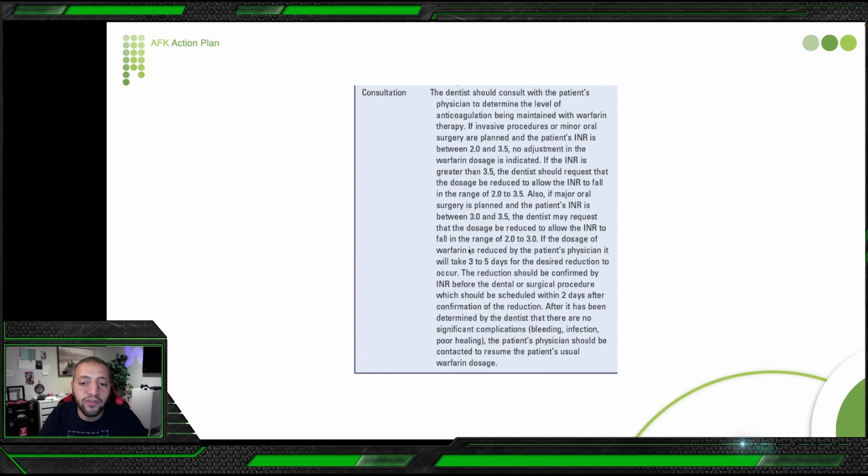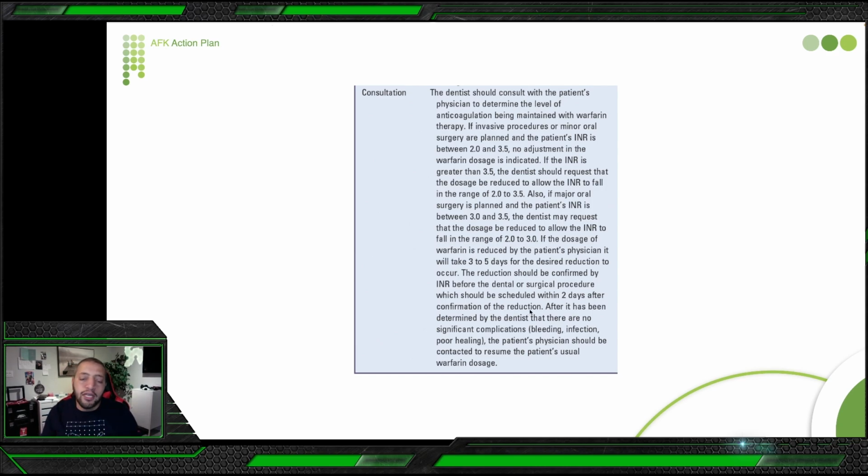If the dosage of warfarin is reduced by the patient's physician, it will take 3 to 5 days for the desired reaction to occur. So it's not letting them go, coming back, and you do surgery the second day; it's at least 3 to 5 days. The reduction should be confirmed by INR, and the dental or surgical procedure should be scheduled within 2 days after confirmation of the reduction.